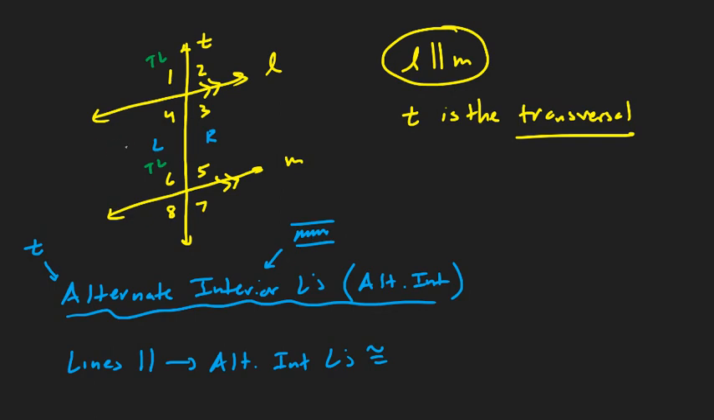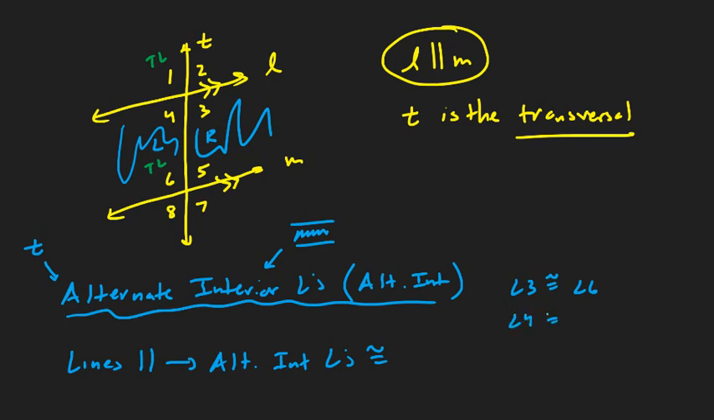So up here, the interior angles are going to be 3, 4, 5, and 6. This space in here, that's the interior. Okay? So if I look at angle 3, its alternate interior angle, its choices are 4 and 6, but it has to be down at the other intersection. Its alternate interior angle is 6. They're going to be congruent.